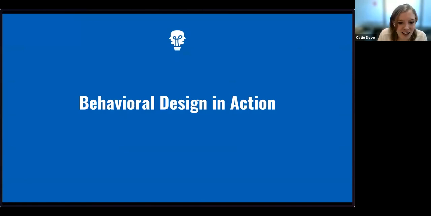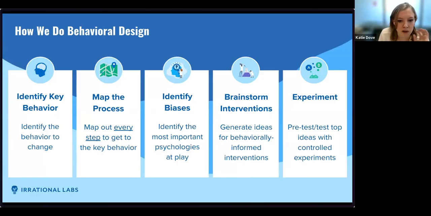Behavioral design in action. What I'm going to walk you through is the design approach that we use at Irrational Labs to help develop data-driven, behaviorally informed, testable designs for behavior change. And so, in my opinion, the best way to learn is just walking through an example. So I'll walk us through a real live case study. So this is the behavioral design approach, right?